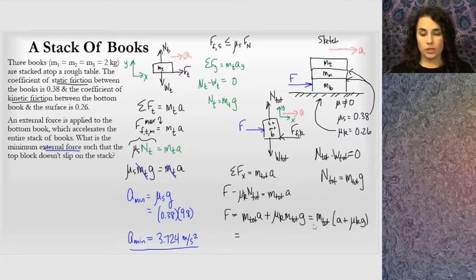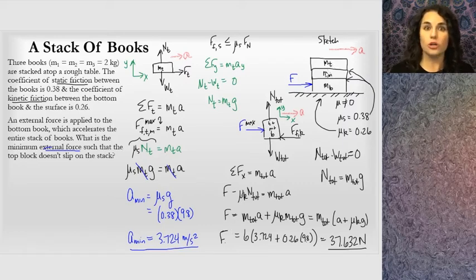And just to make this look nice with numbers in it so you can see what the numbers look like, the total mass is 6. The acceleration I already solved for, 3.724. Mu K is 0.26, and 9.8 is the same 9.8 that we know and love. When you plug this through your calculator, you get 37.632 newtons. And that is the maximum force that can be applied here, right? The maximum force that can be applied there before the top block starts slipping.